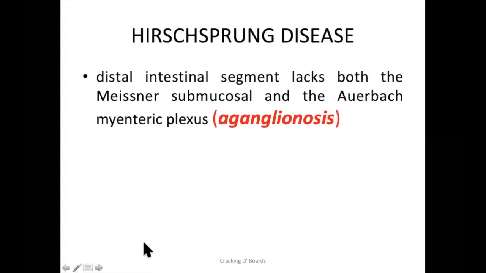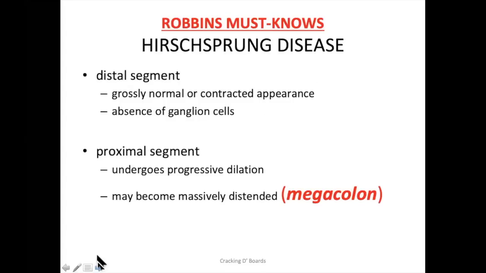Now, please remember this term, aganglionosis. So what happens is the distal intestinal segment will lack both the Meissner's and your Auerbach's plexus. That's why you hear the term aganglionic megacolon. So, some must-knows in the boxes. In the distal segment, when the ganglion cells are absent, it's going to have a grossly normal or contracted appearance. However, when the proximal segment is involved, this is going to undergo progressive dilatation. And this is the one which is associated with the megacolon.